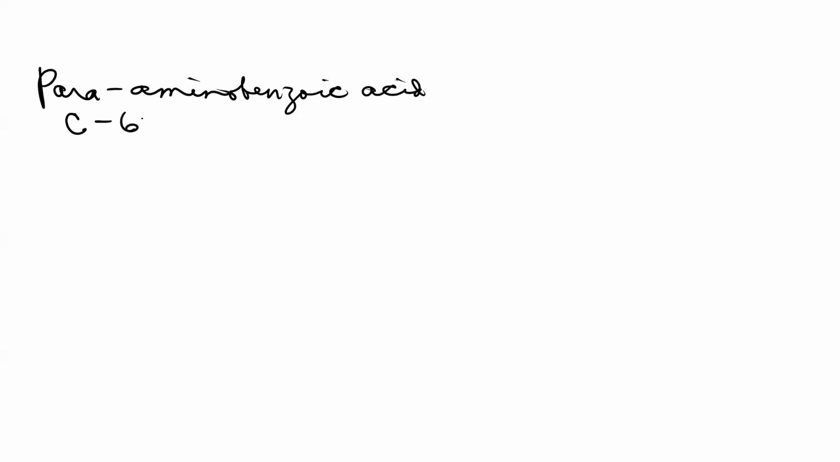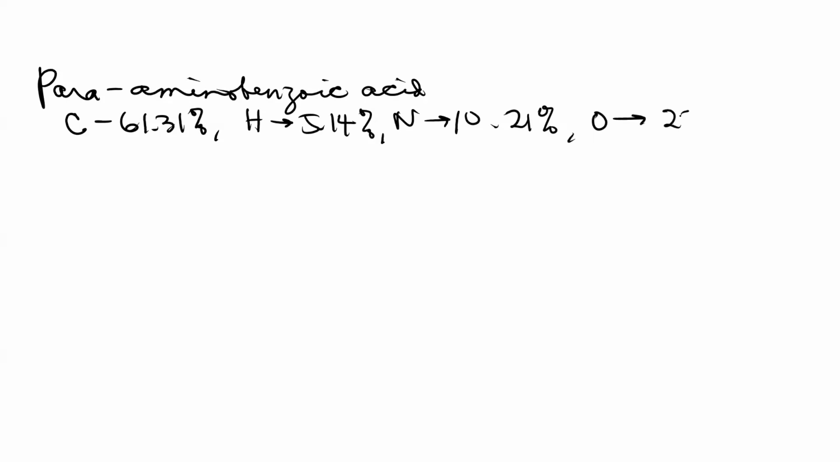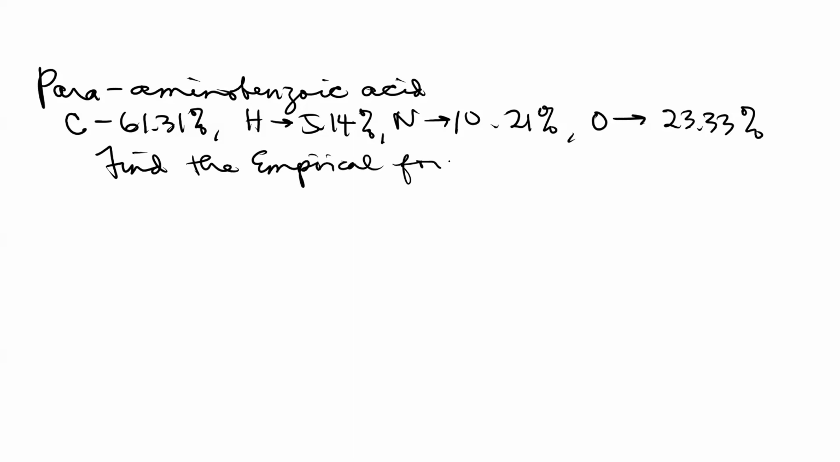carbon, that's 61.31%, hydrogen, that's 5.14%, nitrogen, that's 10.21%, and oxygen, that's 23.33%. Okay, now find the empirical formula of para-aminobenzoic acid. Okay, so how do we do this?